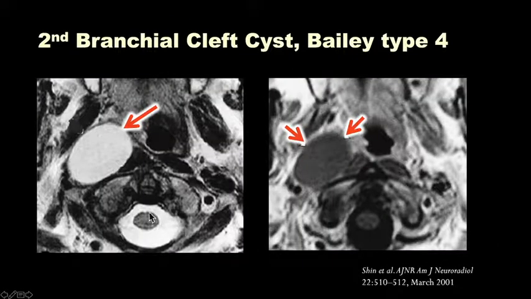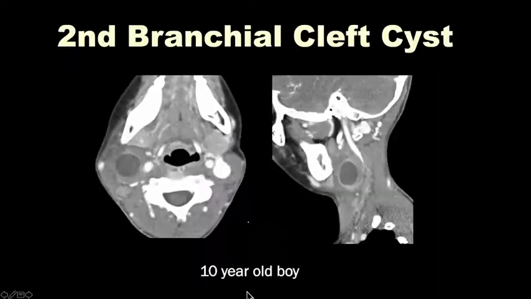And here from the literature is the Bailey type 4 second branchial cleft cyst. It's deep, it's next to the parapharyngeal space and tonsillar fossa, but it looks like a cyst on T2 and T1 weighted images. Often these patients will come to attention because of infection, like in this case, they'll have swelling, fever, and focal swelling where the cyst is. Here we can see the cyst surrounded by edema and inflammation consistent with cellulitis.